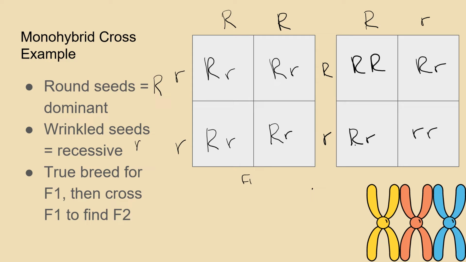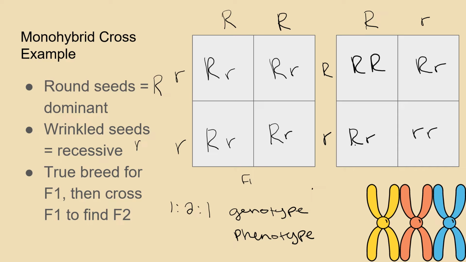And then here we have one homozygous dominant, two heterozygous, and one homozygous recessive. So I guess if we want to write that out, the one homozygous dominant, the two hetero, and the one homozygous recessive, this would be our genotype. And then if we want to do phenotype, again, that's the physical expression. So we either have round or we have wrinkled.